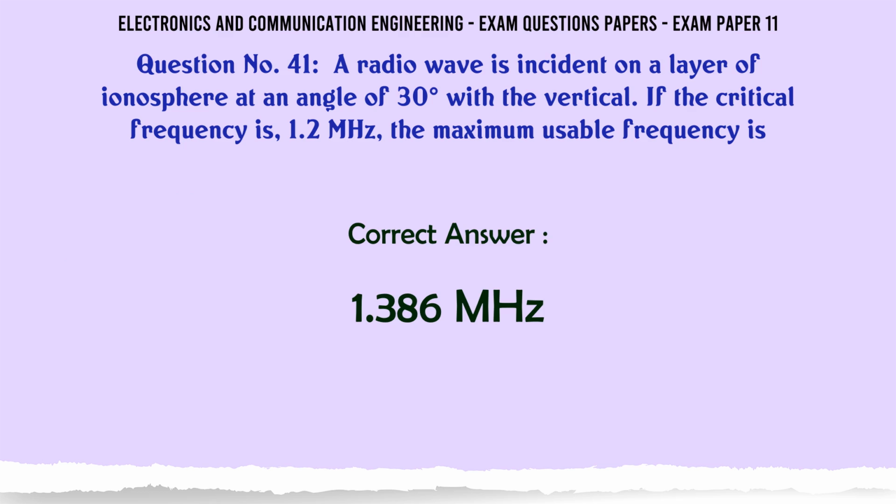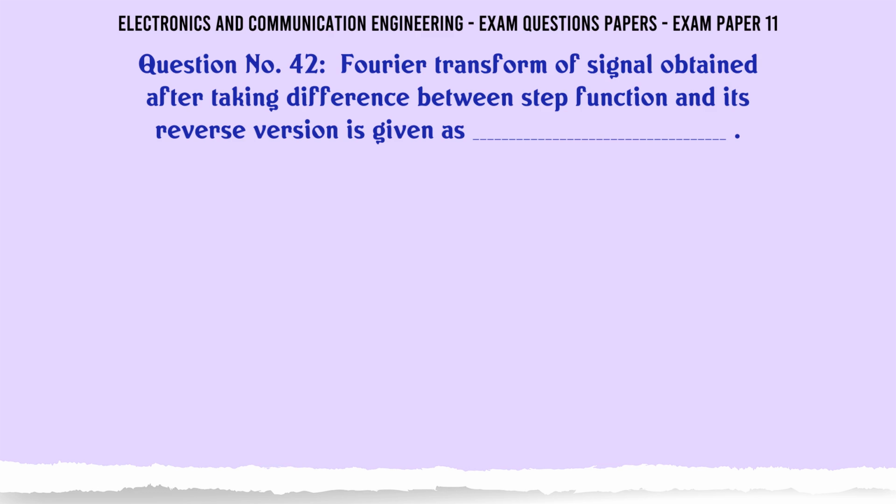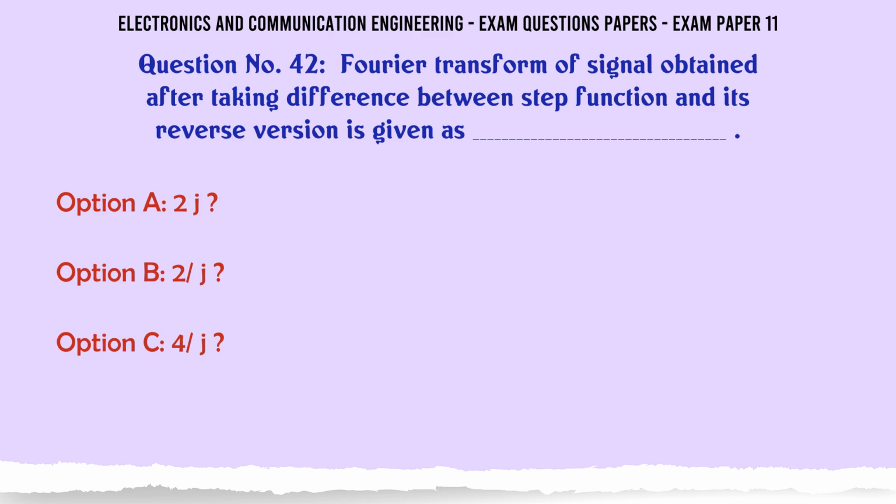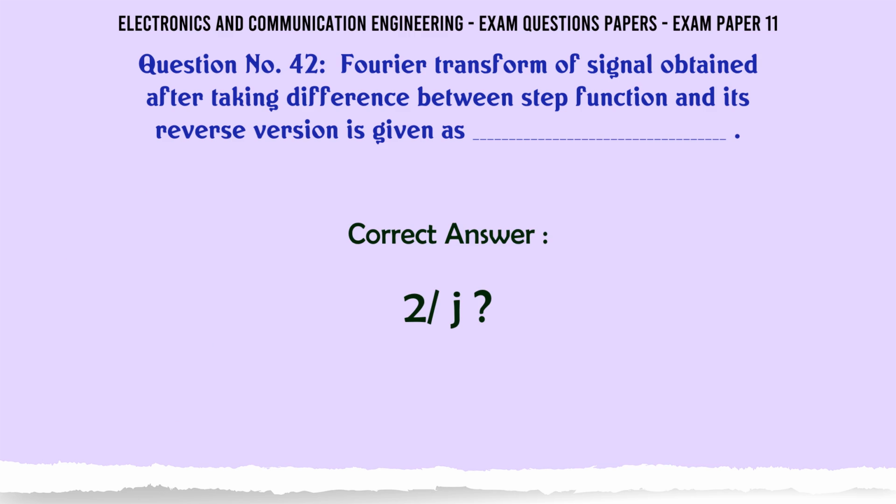The Fourier transform of the signal obtained after taking the difference between the step function and its reverse version is given as: A, 2/jω; B, -2/jω; C, 4/jω; D, -4/jω. The correct answer is 2/jω.